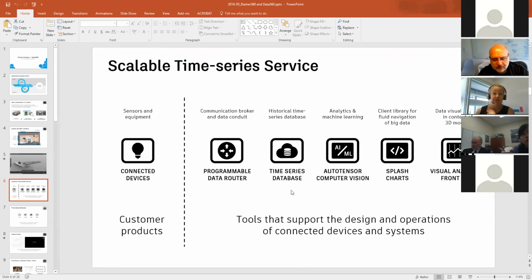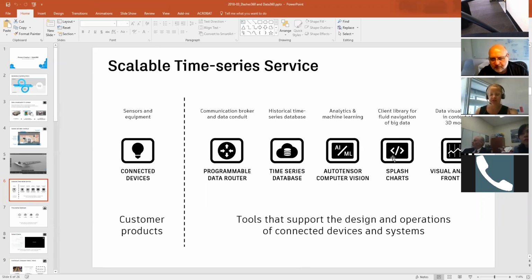And the database itself is a historic time series database that's cloud hosted, and it has some processing of the data on ingestion that enables some of our visualizations. And then we have some research projects around analytics and machine learning for extracting more rich data through sensor fusion from the data sets. And then the client library is, for splash charts, is one of the charting features that ties back to the database. I can show you how that works. And then, of course, this front end, which I just showed you, which is Dasher itself.